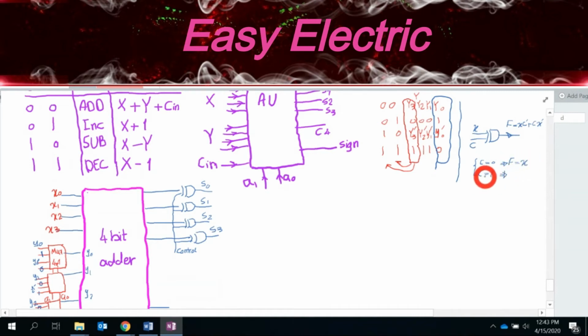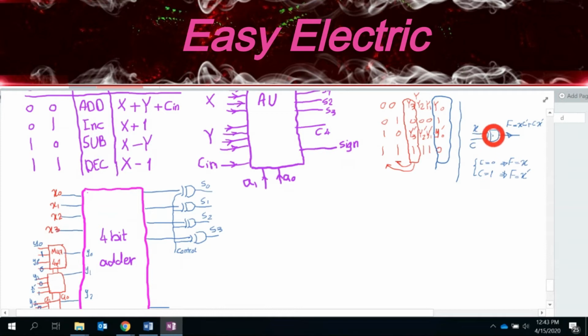How about C equal to 1? Whenever C equal 1, what should be the F? So again, back here, this time C is 1, prime is 0, definitely it should be X prime, okay? So I explain this whenever we design a subtractor, okay?